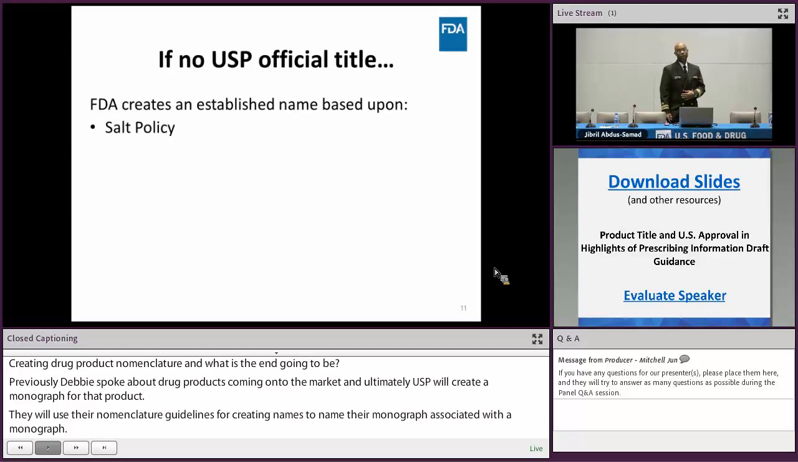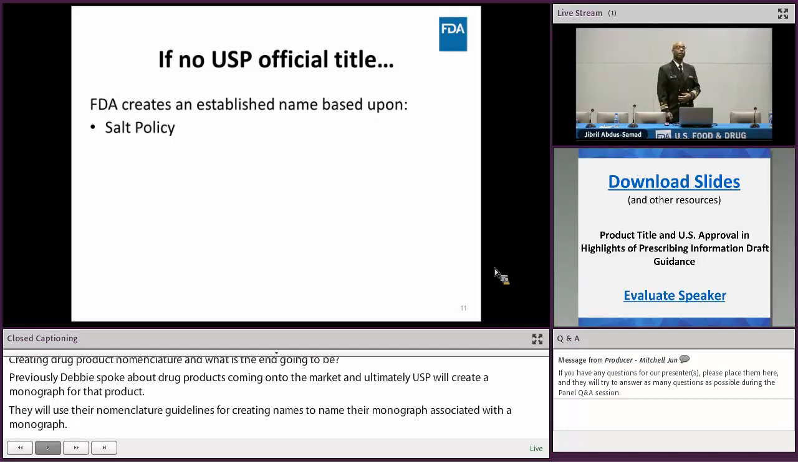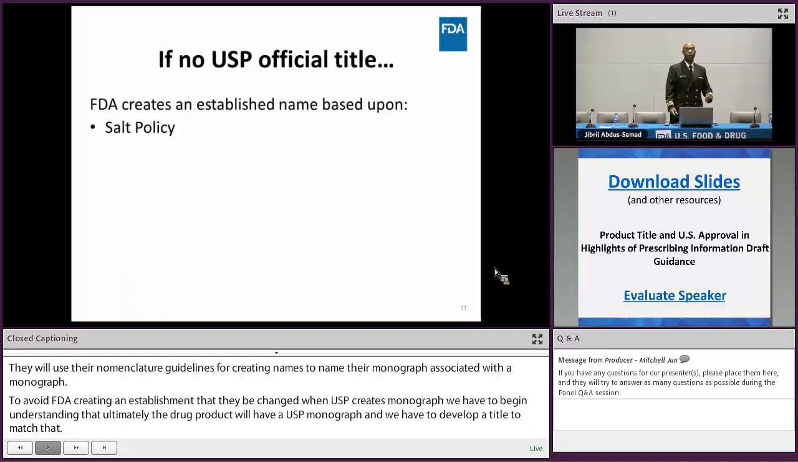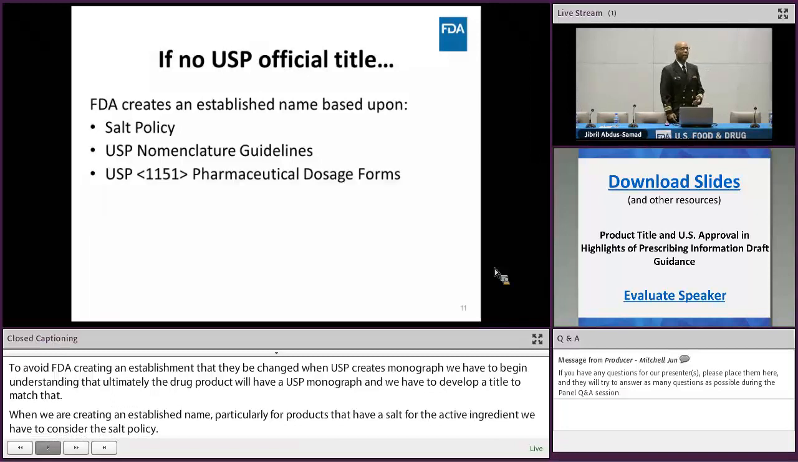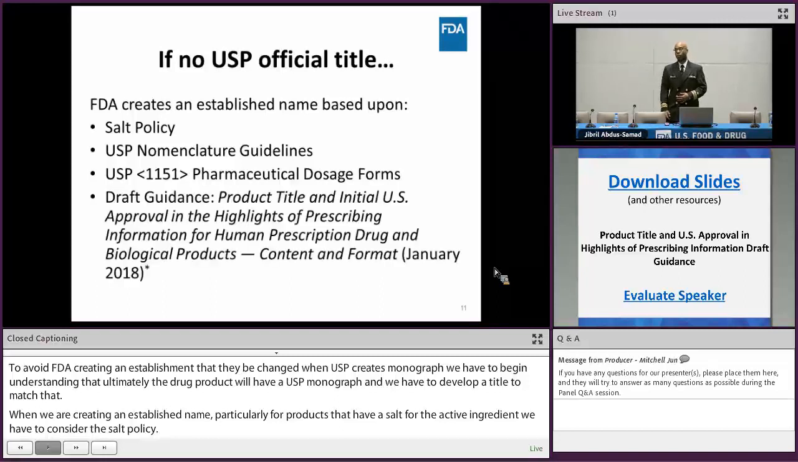When we're creating an established name, particularly for products that have a salt for the active ingredient, we have to consider the salt policy. We also have to use nomenclature guidelines that USP provides. We also look at Chapter 1151, Pharmaceutical Dosage Forms, which describes the physical form of the dosage form. And as previously discussed, the draft title guidance has a lot of good information in terms of route of administration and also dosage forms. These are the references that we use.